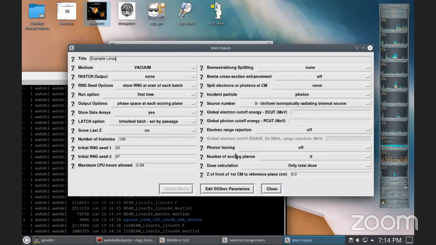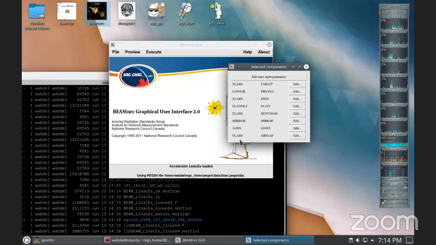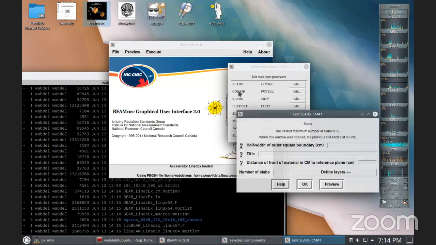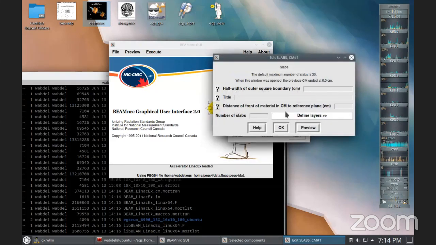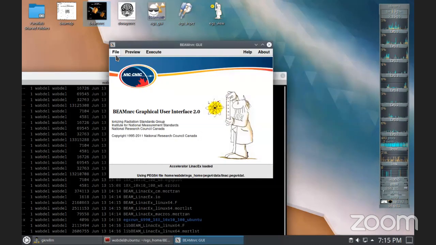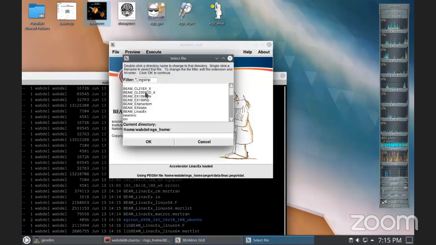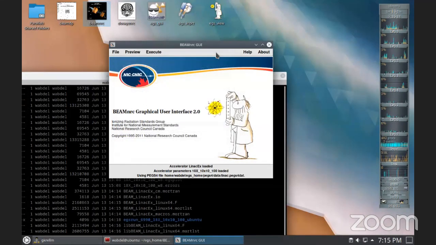I'm going to come back to this page because here is where we're going to start to define what we call a phase space file. That's very important. That's one of the important outputs that we get from beam simulation. It's called the phase space file. Then we will go into each of these component modules where we start to define, for example, the title, radius, the layers, the number of slabs. Okay, let me open the one that I have sent you. So we're going to open, it's here. Okay, this is the one.